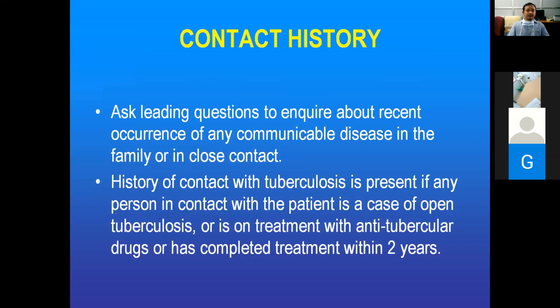Coming to contact history, we can ask leading questions to inquire about recent occurrence of communicable disease in the family or in close contact. So when we are dealing with scabies, we can ask if any of the family members are also infected with the same, or if there is chickenpox in the family, if other siblings are also affected. Or we can ask for a history if there is any member in the family with recurrent cough with expectoration when you are suspecting tuberculosis.